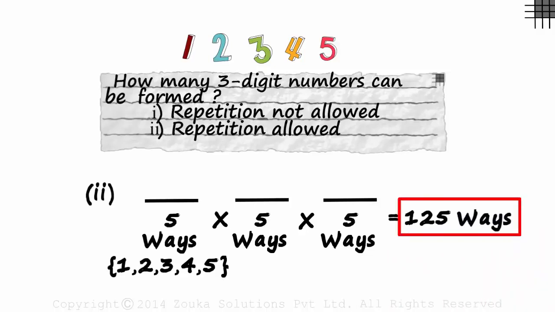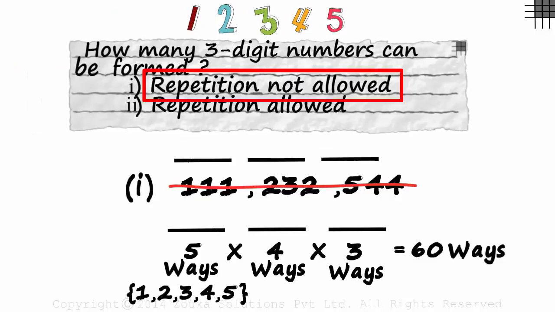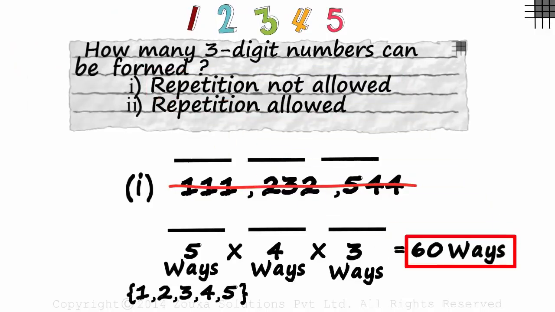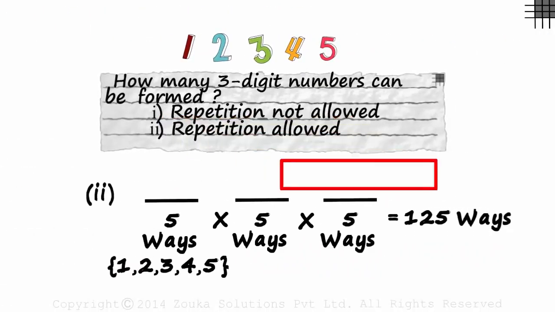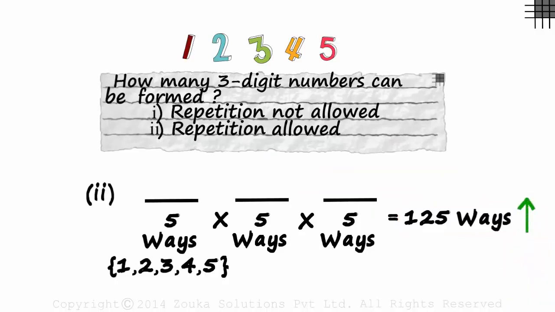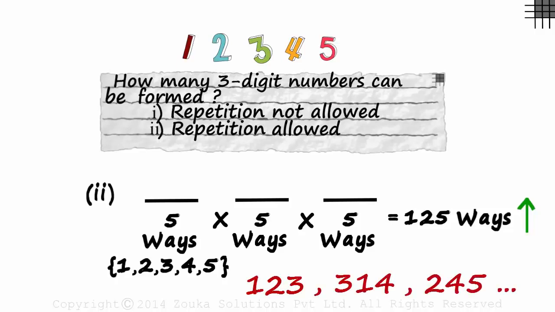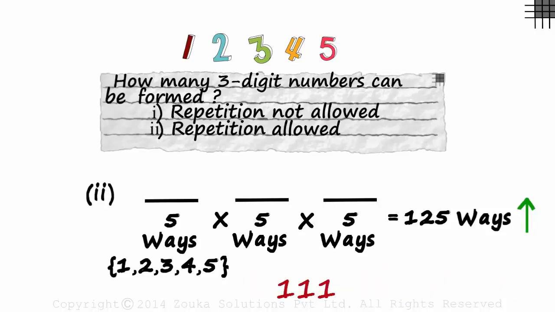What does this answer imply relative to the previous one? Let's go back and see the previous answer. If repetition wasn't allowed, there were 60 ways in which we can form 3-digit numbers. And if repetition is allowed, there are 125 ways. Why has the number increased? It's obvious. Here, apart from the no repetition ones, like 123, 314, 245, we have allowed numbers like 111, 222, 434, and many more like them to be considered.